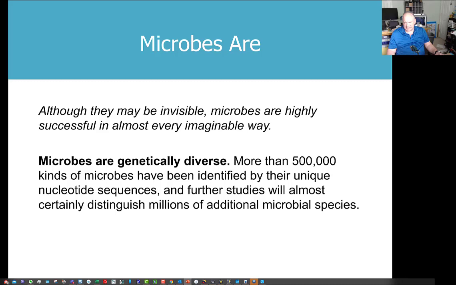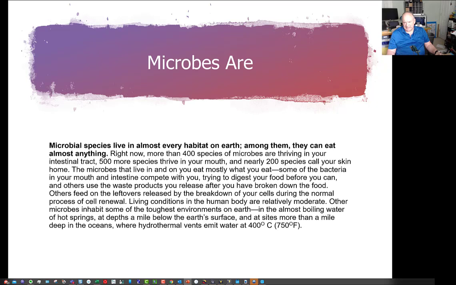But microbes are very genetically diverse. There are at least, that we know of, 500,000 different kinds of microbes. And we're sequencing and studying all of these more and more all the time. They are in every habitat on the earth. They can eat almost anything.